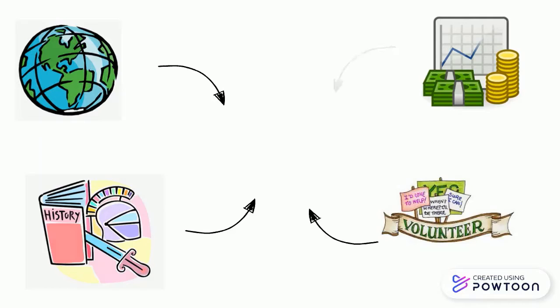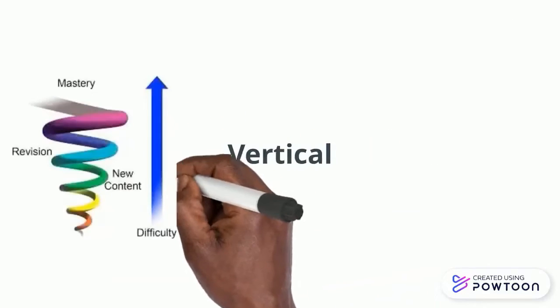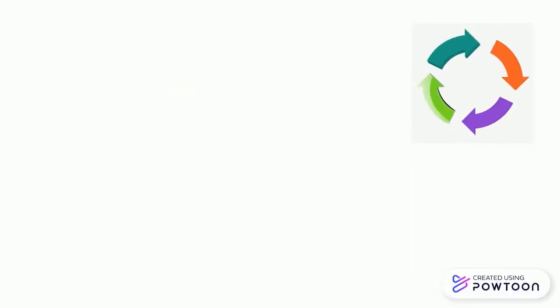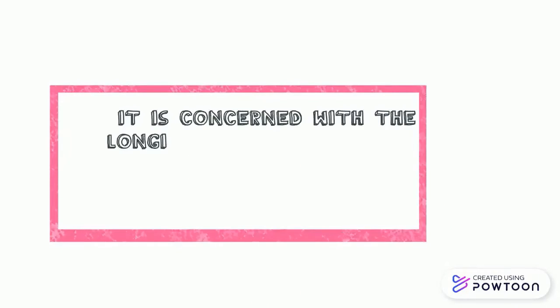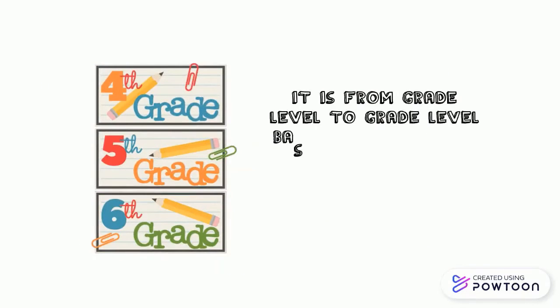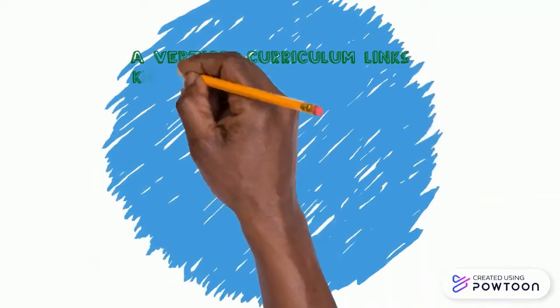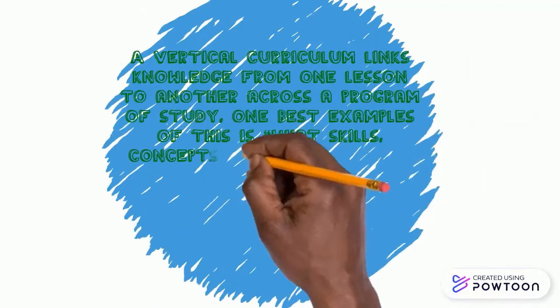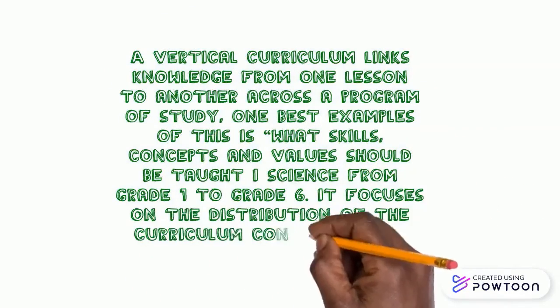Vertical organization, on the other hand, focuses on the spiral progression of curriculum contents. It centers on the concepts of sequence and continuity. It is concerned with the longitudinal placement of curriculum elements, from grade level to grade level based upon content. A vertical curriculum links knowledge from one lesson to the next across a program of study. One best example of this is what skills, concepts, and values should be taught in science from grade 1 to grade 6. It focuses on the distribution of curriculum contents from kindergarten to grade 12.